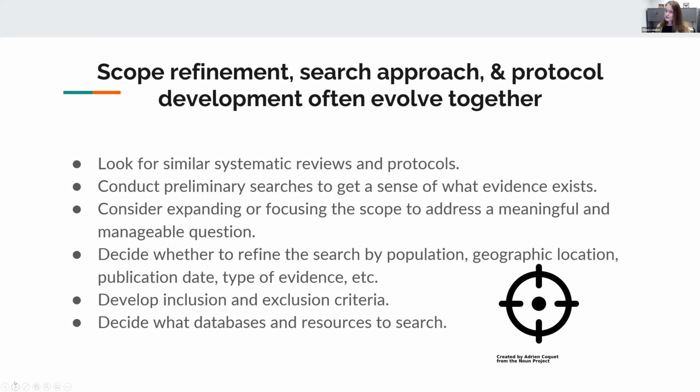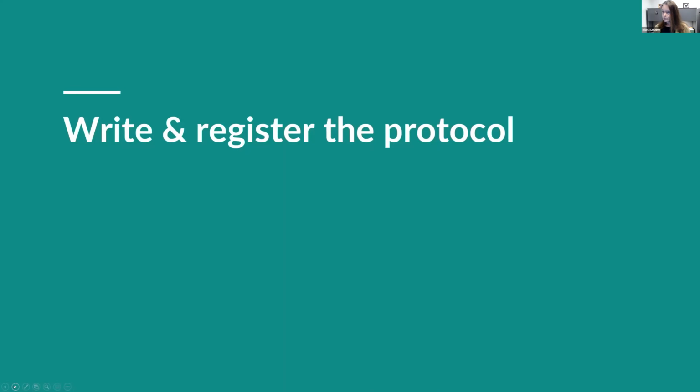It helps a lot to do preliminary searches to get a sense of evidence that's available and to inform what approach you're going to take. And that can also help you in reviewing some of the initial sets of references. You can get a better idea of what criteria you're going to use for inclusion and exclusion. And then as you work through all those details, you can develop a protocol.